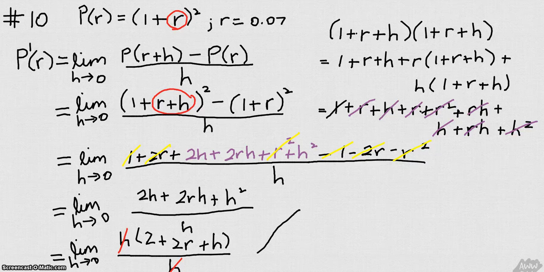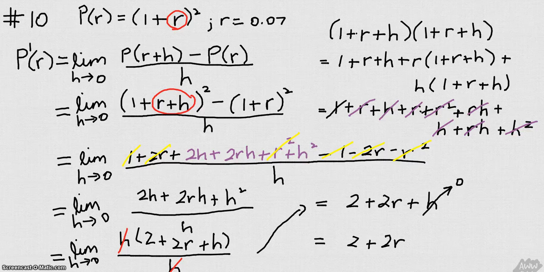Now at this point it equals 2 plus 2r plus h. However, we did say that h gets really, really close. It approaches 0. So if this piece gets really, really small, our final answer simply becomes 2 plus 2r. And that's the final answer for number 10.